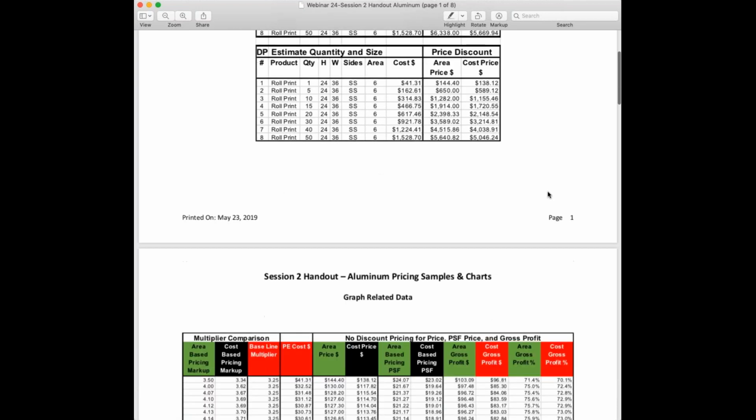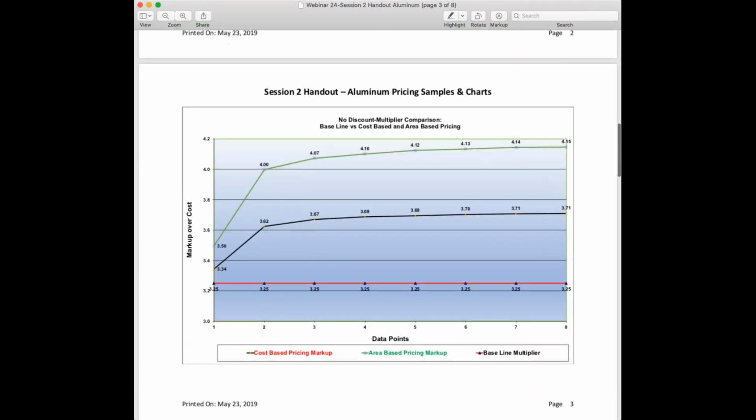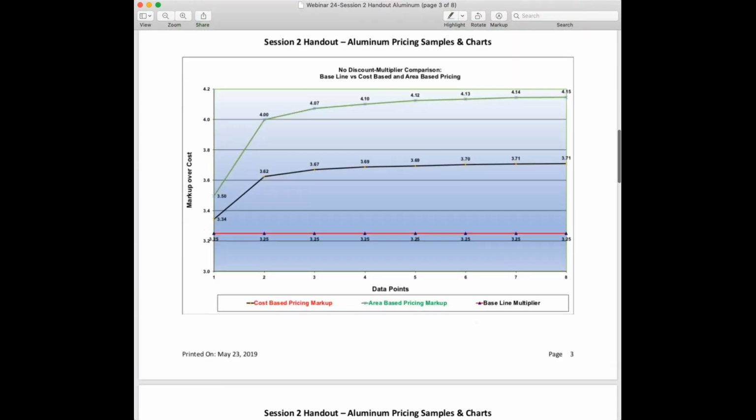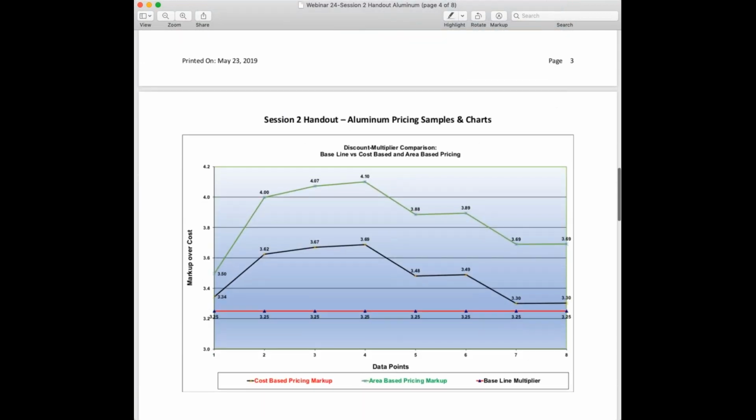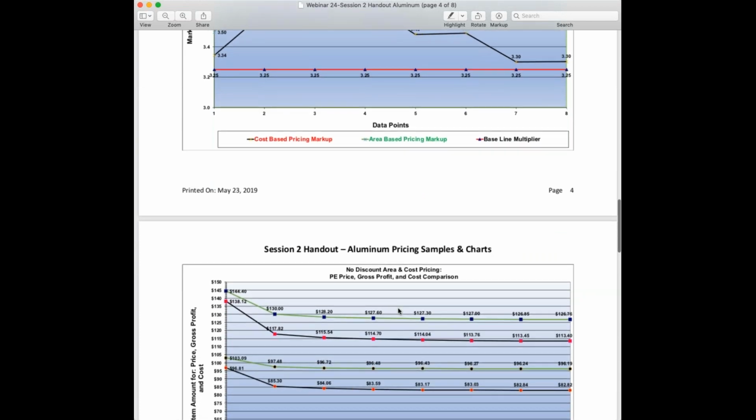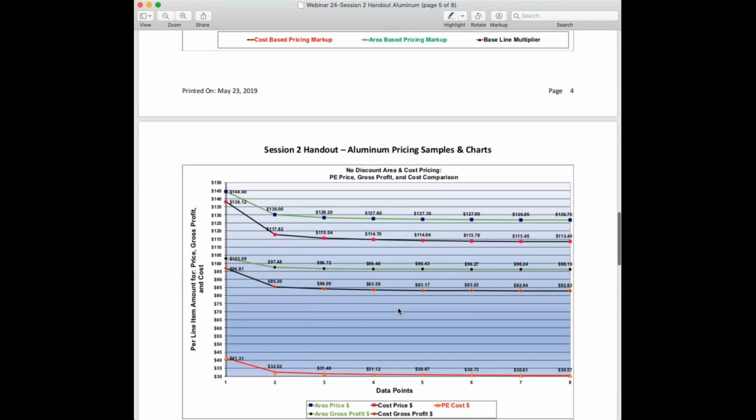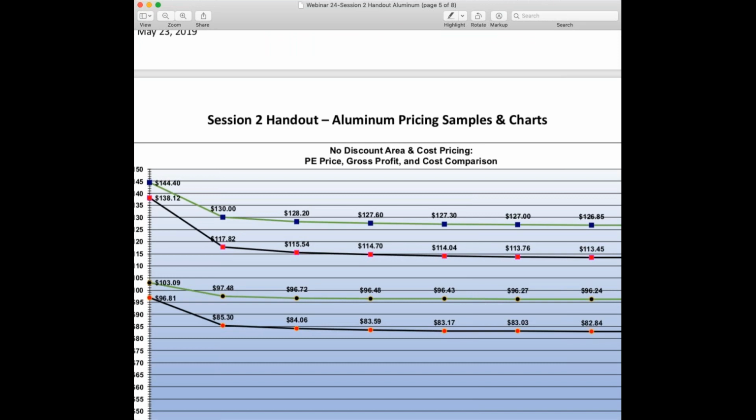There's the data side. Now we're getting into the graph. No discount. What the multiplier graph looks like with discounting thrown in. And again, the baseline stays static. This is the no discount per piece price. Notice that the per piece price is higher because of the cost of the substrate.